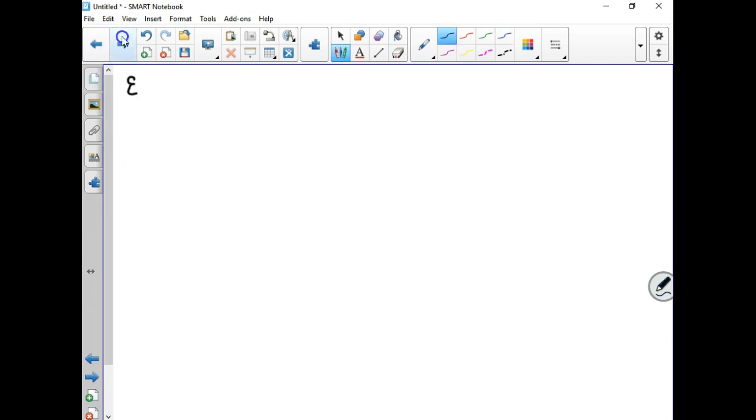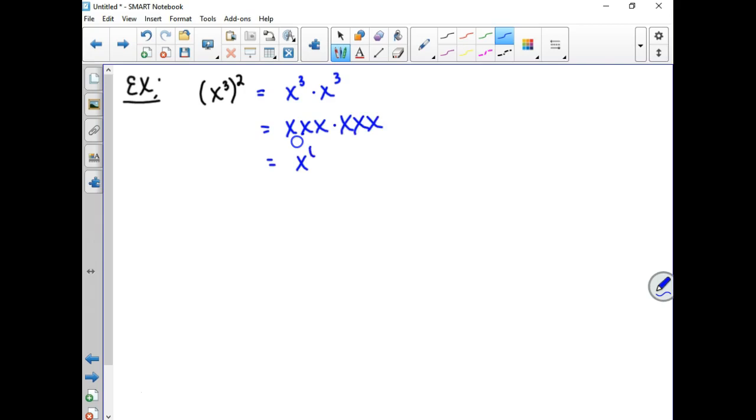Next, we've got the possibility that rather than having two things multiplied together, we may have something raised to a power. So it may look like this: x to the 3rd to the 2nd power. So if we have something like this, let's think of what this tells us. This square right here, the 2nd power, tells us that we have x to the 3rd times x to the 3rd. And of course that x to the 3rd means that we've got 1, 2, 3 x's times 1, 2, 3 x's. And that is going to give me x to the 6th power there. So x to the 3rd to the 2nd power would be x to the 6th power.